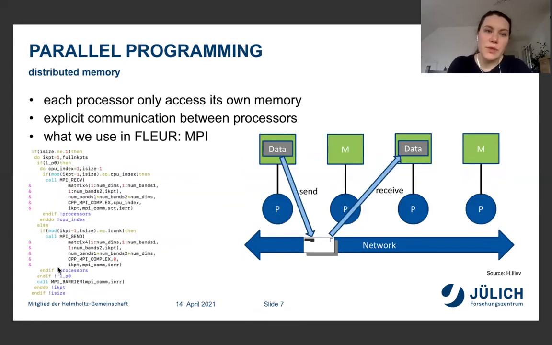In distributed memory parallel programming, each processor can only access its own memory. So you need to send messages, you need to communicate explicitly, you need to provide information on who is sending what to whom. We use MPI for that in FLEUR, the message passing interface. Again, you can see an example of the code here. This is a receive call, and this is the send call.